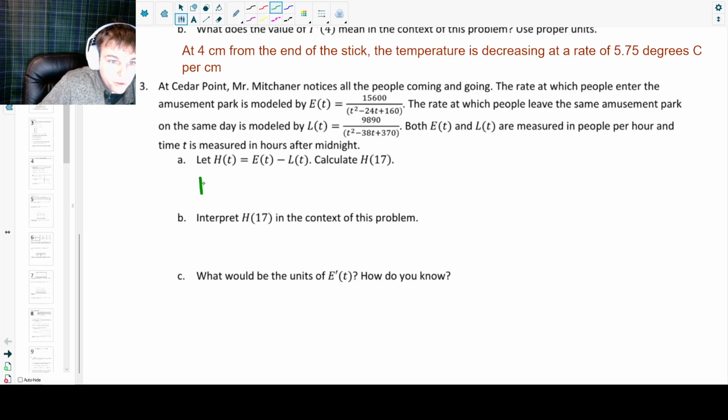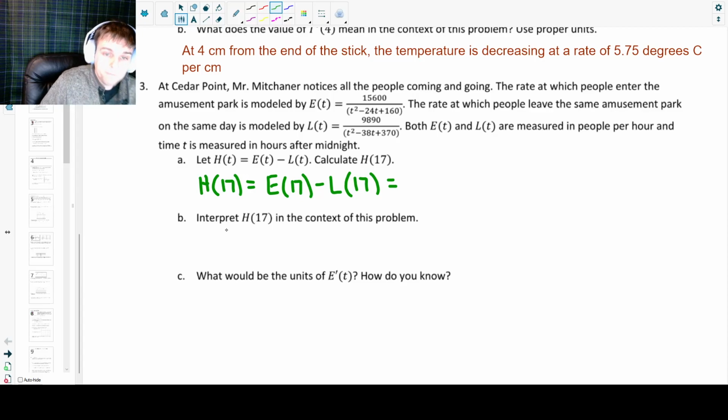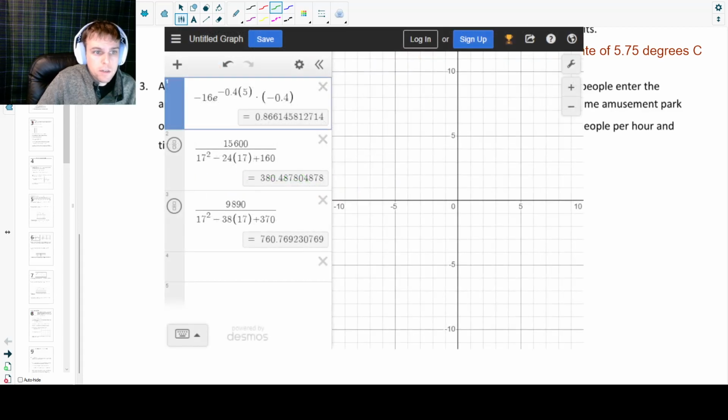So again, that would be equal to E of 17, the rate at which people are entering the park at hour 17, minus L of 17, the rate at which people are leaving the park at this particular time as well. Okay, so let's go ahead and go back to Desmos. I already calculated these values and I just want to show them here. If you take a look at the second row, we have 15,600 divided by this value, and so we get our value for E of 17, which is 380.4875. I'm going to round that to one decimal place, so we'll call it 380.5.